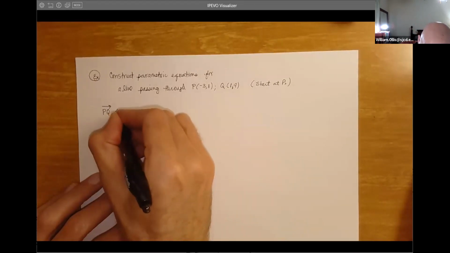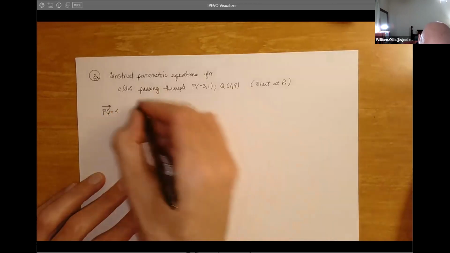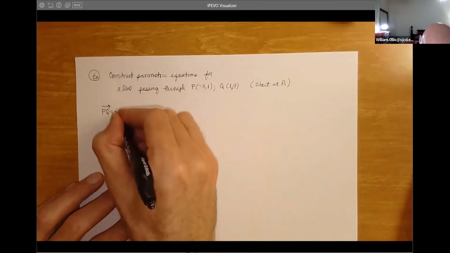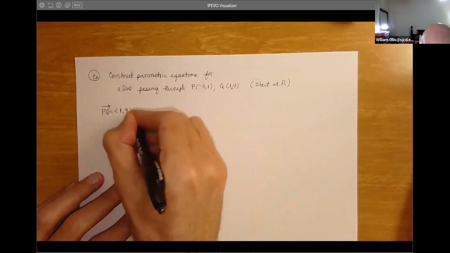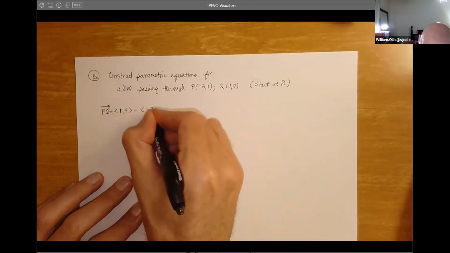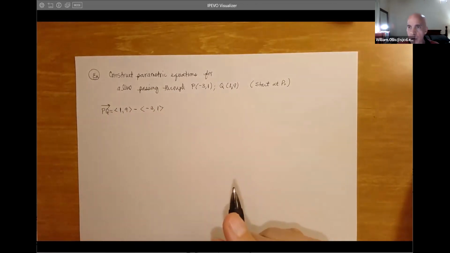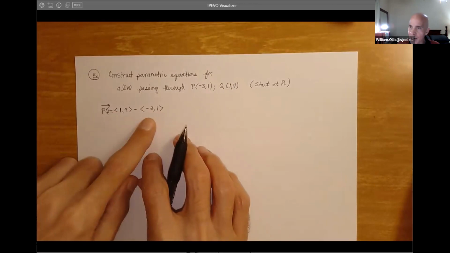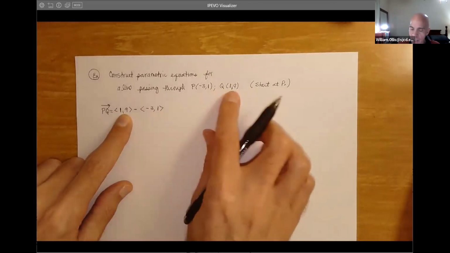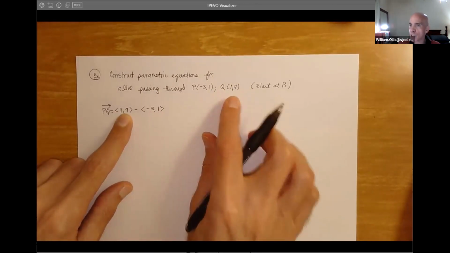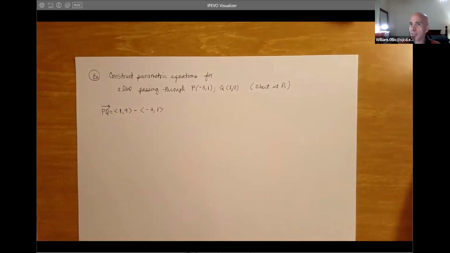So this will be equal to the vector difference with Q first, 1, 9 minus -3, 1. So you're thinking of how do we actually construct a directed segment. That is, we start at P and we end at Q. We do Q minus P, thinking of these as vectors. It's just a simple vector argument that is so simple it seems difficult.